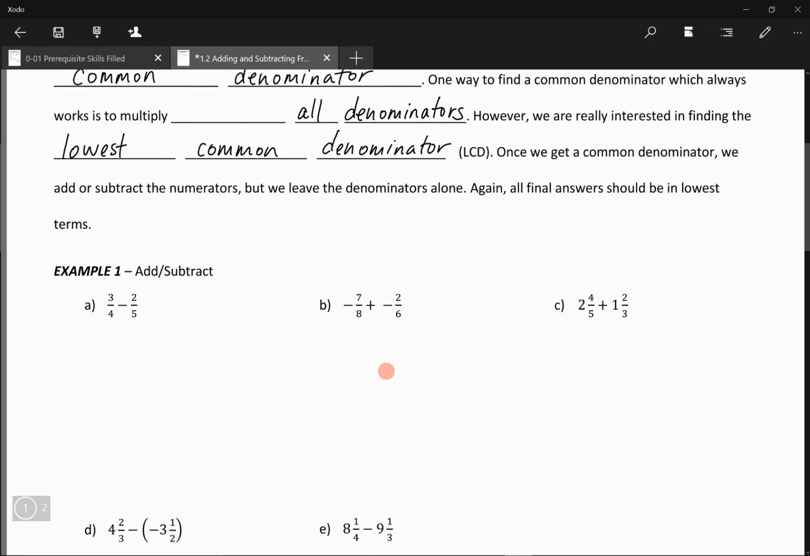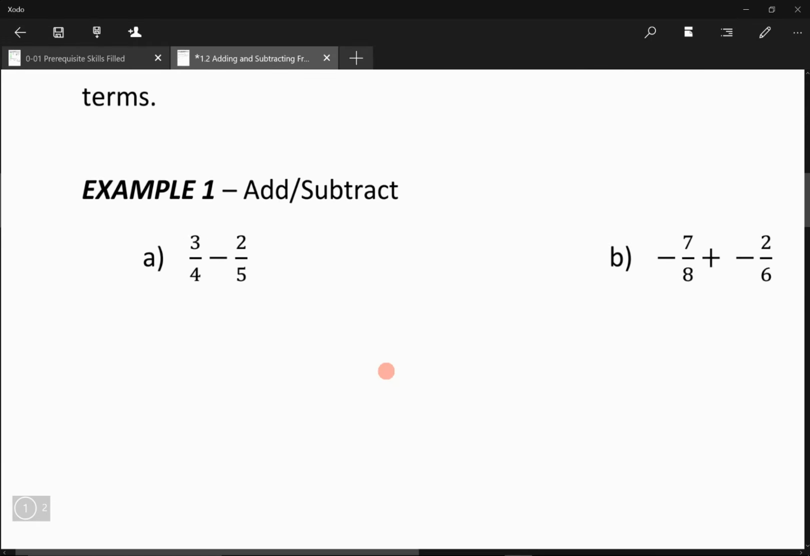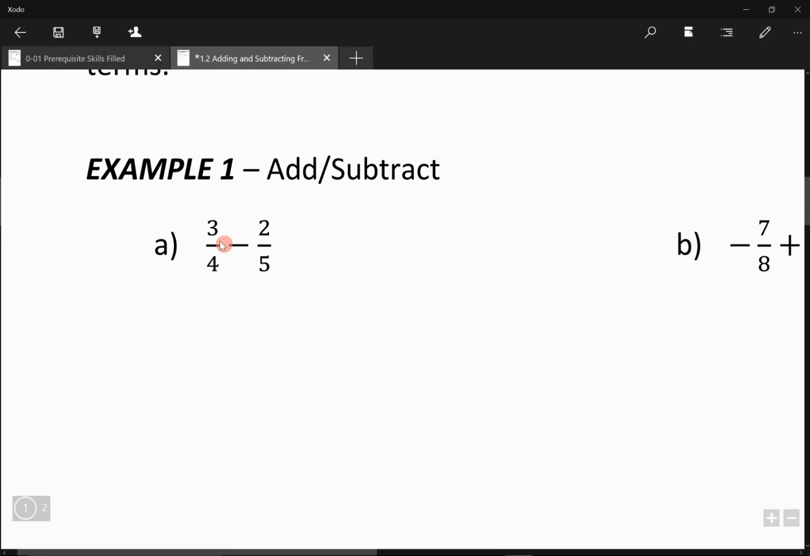So let's look at example number 1. Adding and subtracting these two fractions. So 3 over 4 minus 2 over 5. Notice 4 and 5 are different denominators, so I have to find the common denominator. And again, the easiest way to do that is to multiply them. 4 times 5 is 20. So here I have 20. Here I'm going to write 20. I'm subtracting the two fractions.